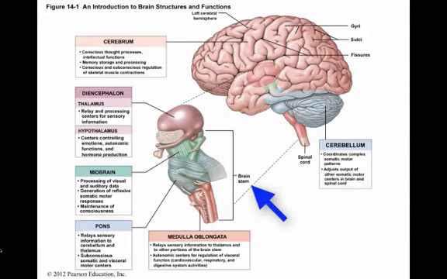The brainstem is the last region of the brain that contains the midbrain, the pons, and the medulla oblongata. The midbrain is found just superior to the pons. It regulates auditory and visual reflexes and controls alertness.